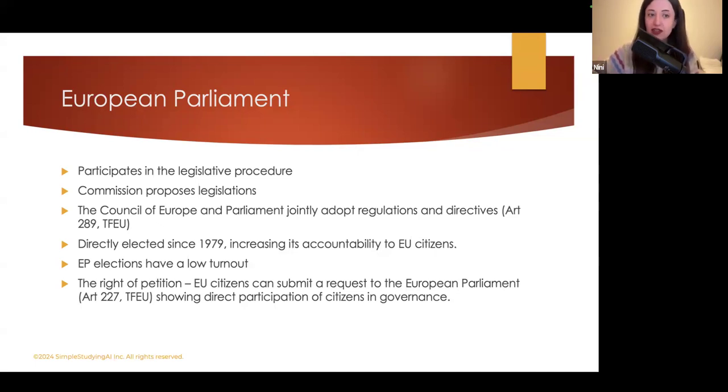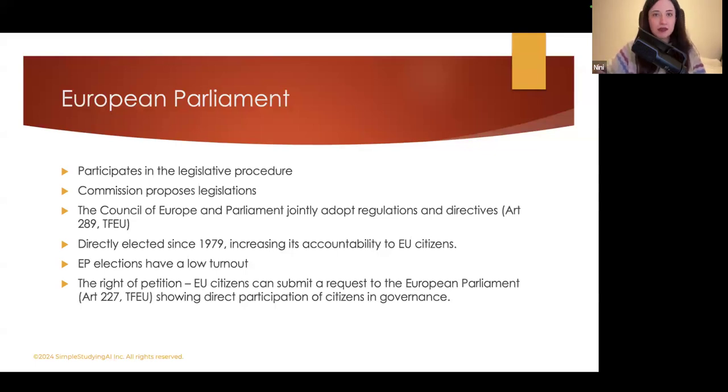European Parliament members have been directly elected since 1979. If you are an EU citizen, you have probably voted in EU elections. So we directly elect members of the European Parliament. But the problem is that these elections have a low turnout, so not all citizens go and vote. There is the right of petition.